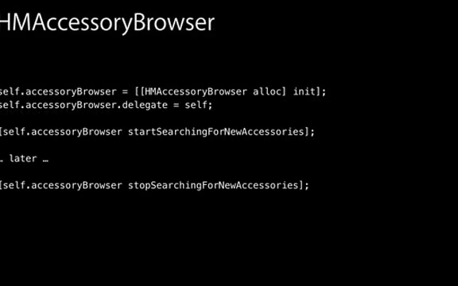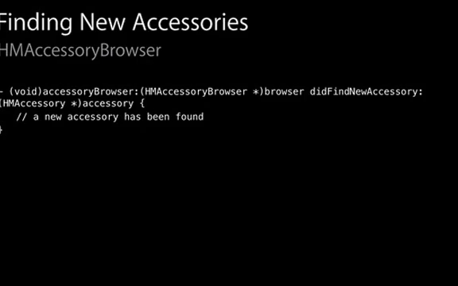So you create an instance of the accessory browser, set the delegate, and then, when appropriate, you start searching for new accessories. You'll find some, you'll remove some, I'll talk about that next, and then later, when you're done, you stop searching for new accessories. So it's responsible for power management, to stop searching for new accessories when it's no longer necessary to do that. You've left the view, you're leaving the application, you've decided that enough time has passed, and so on.